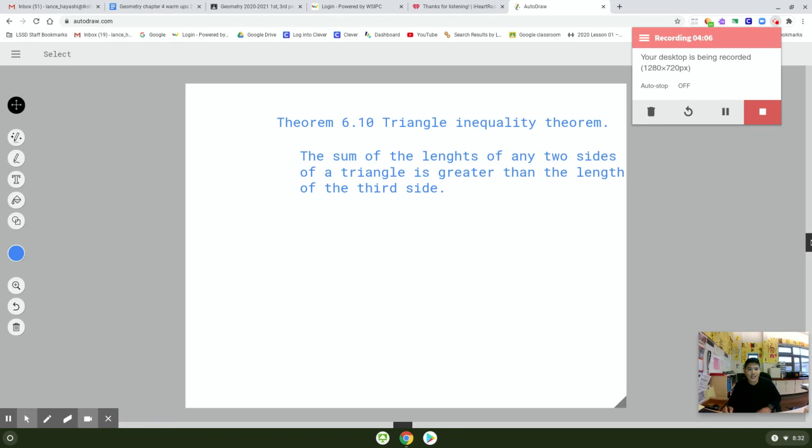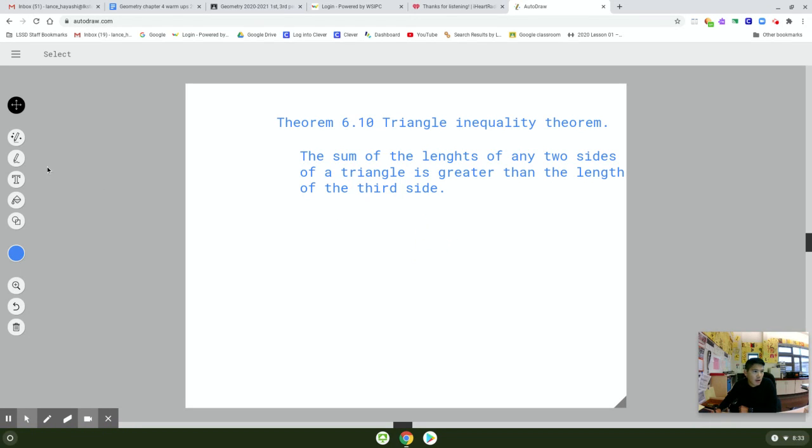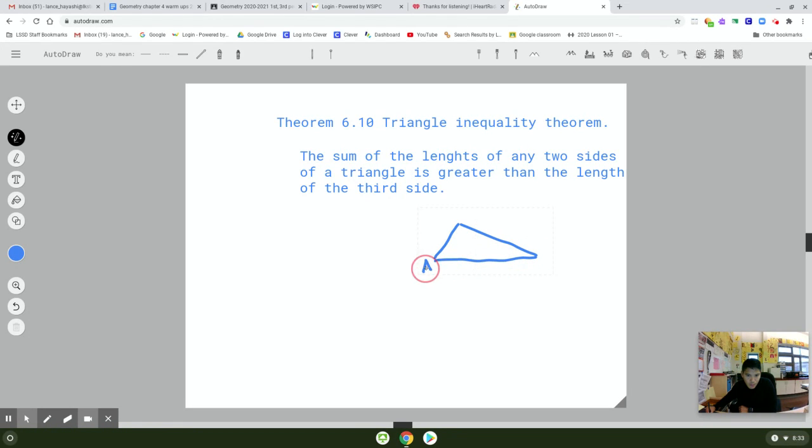And then the last theorem for our 6.5 is the triangle inequality theorem. So if you take a single triangle, call it triangle ABC, the sum of the lengths of any two sides of the triangle has to be greater than the third side.